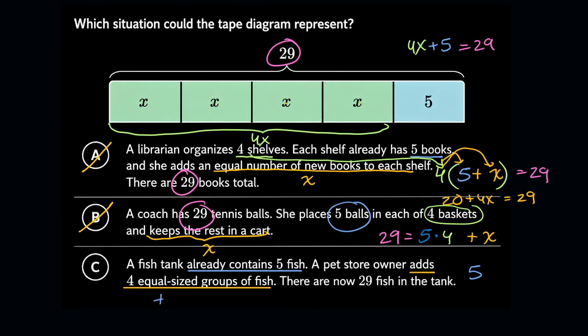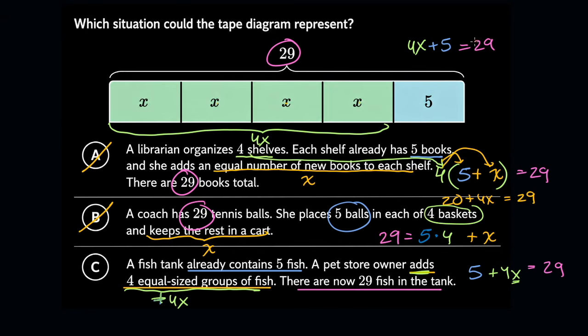let me do it in that color. Actually, let me do it in the green, because that's what I was doing before. So this part right over here would be plus 4x. So we started with 5. We're adding 4x, 4 equal size groups of fish. Each group of fish has x. There are now 29 fish in the tank. So in total, this is going to be 29.